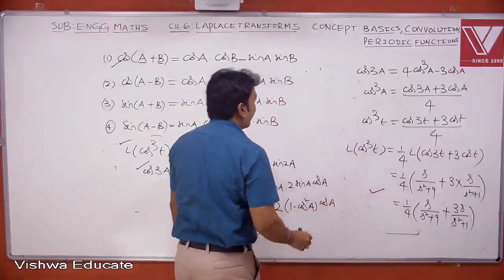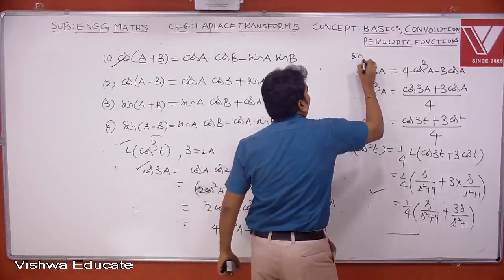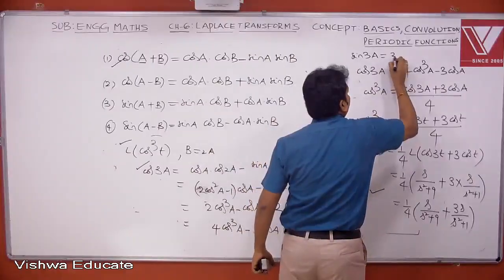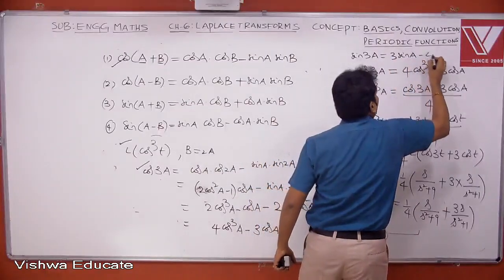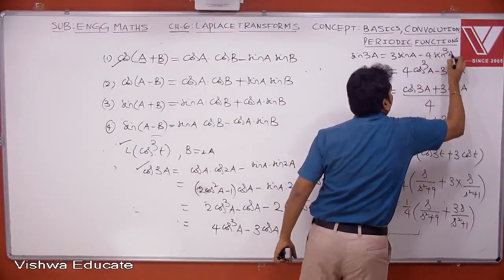In a similar way, when you try to find sin 3a, the formula becomes like this: 3 sin a minus 4 sin cube a. So note these points.